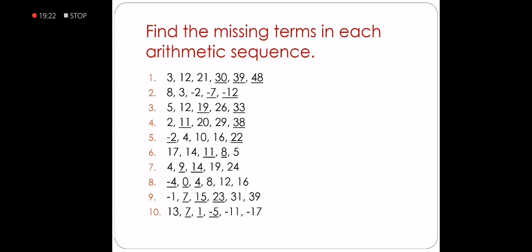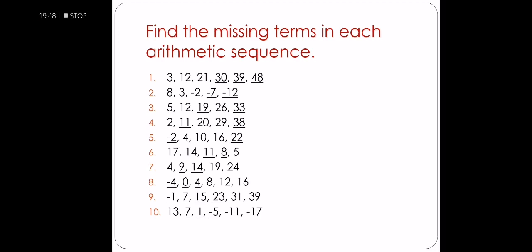In number 3, we have 5, 12, blank, 26, and blank. We're just going to get the common difference, and the common difference is 12 minus 5, which is 7. So, starting from 12, we add 7 to 12, and that is 19. And we add 7 to 26, and that is 33.